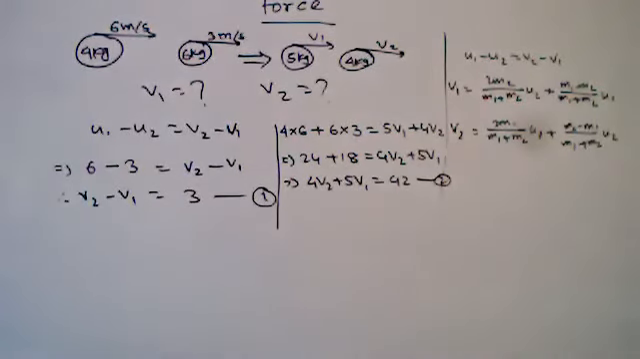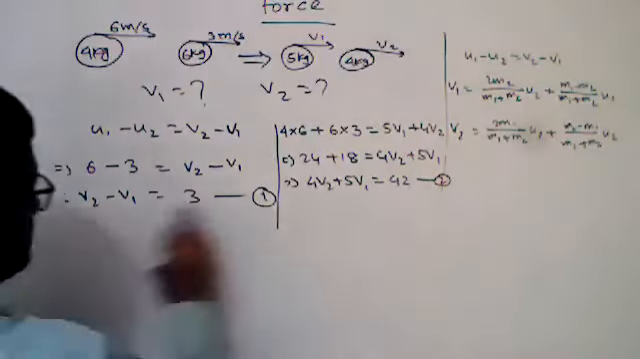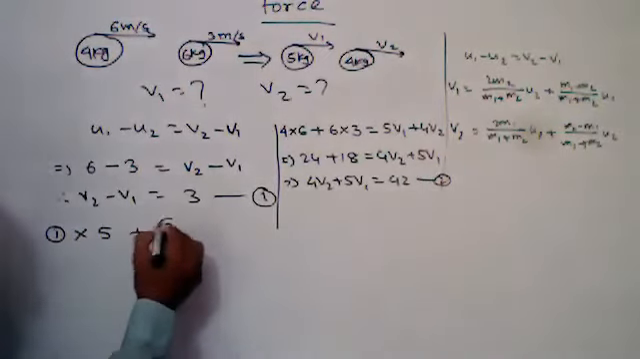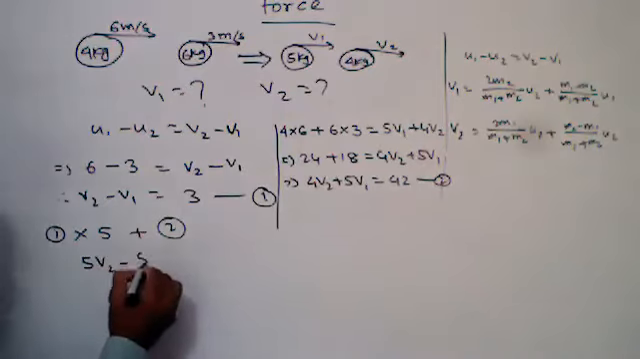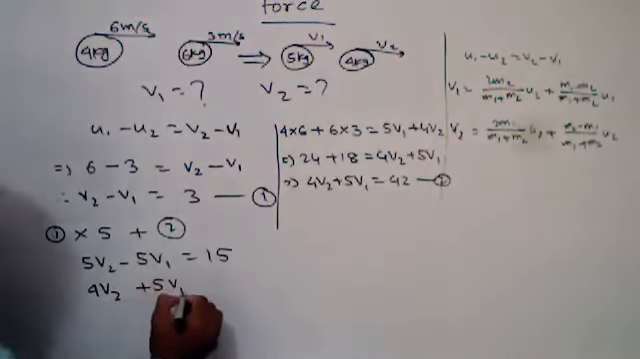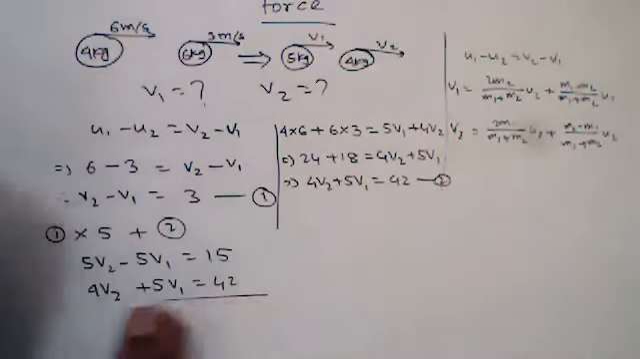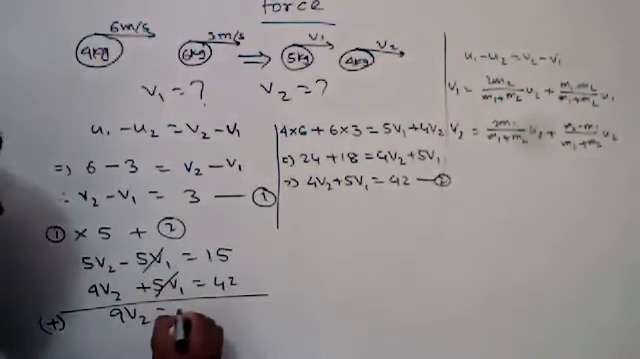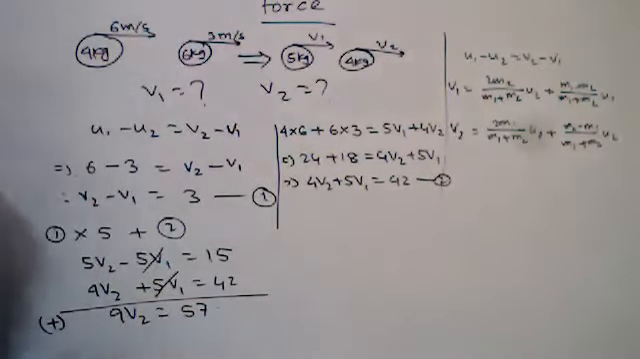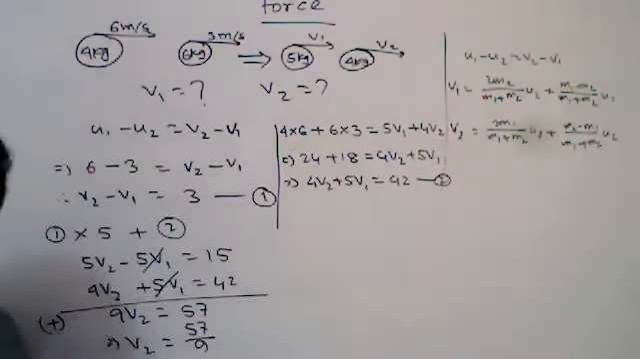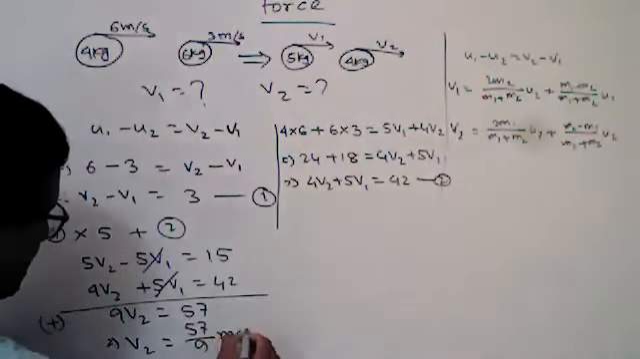Now we can calculate B1 and B2 by using these equations. Multiplying the first by 5, we get 5B2 minus 5B1 equals 15. And 4B2 plus 5B1 equals 42. Adding, 9B2 equals 57. So B2 equals 57 by 9. This is the final velocity, B2, in meter per second.